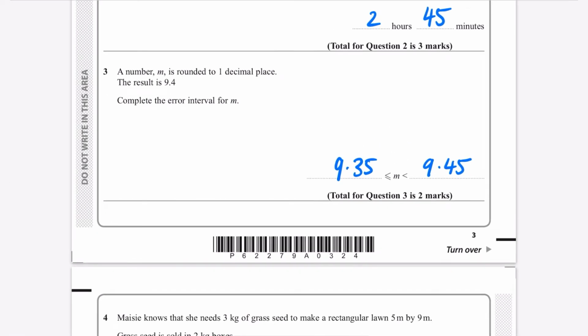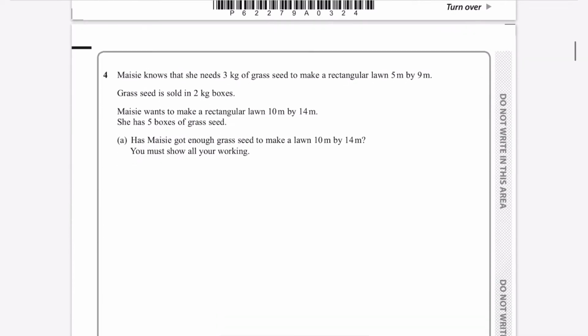Question 4, Maisie knows that she needs 3 kilograms of grass seed to make a rectangular lawn 5 meters by 9 meters. Grass seed is sold in 2 kilogram boxes. Maisie wants to make a rectangular lawn 10 meters by 14 meters. She has 5 boxes of grass seed. Does she have enough grass seed to make a lawn of 10 meters by 14 meters? You must show all your working.